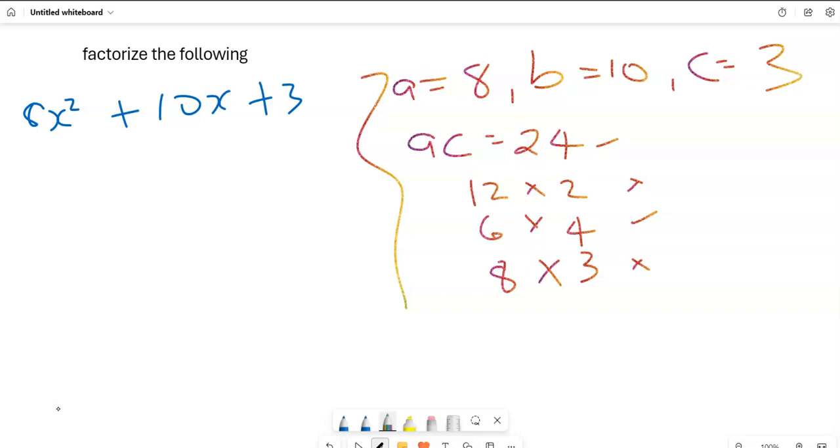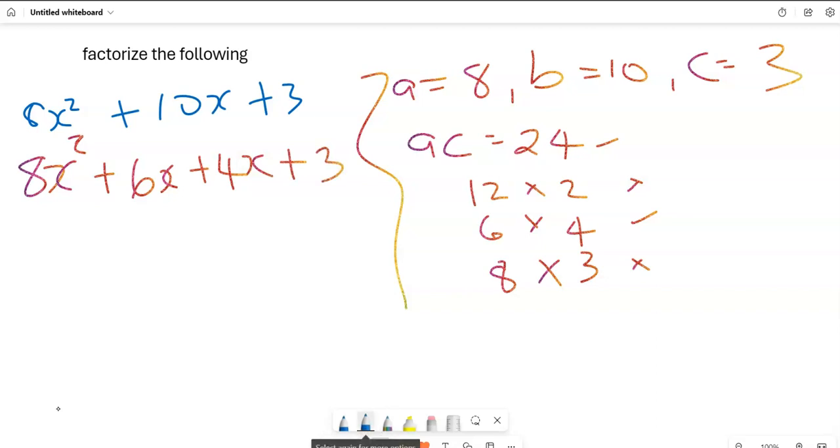So after we identify our two factors, we write back our first term, replace the middle term with the two factors. So that's plus 6x, and it does not matter the order in which you write them, plus 4x, and you write back your last term. Then you proceed to factorize by grouping.